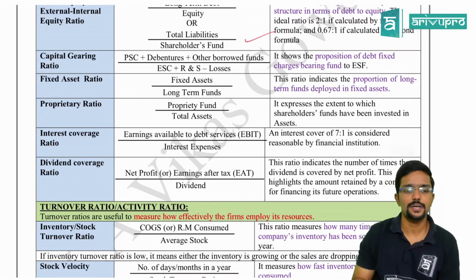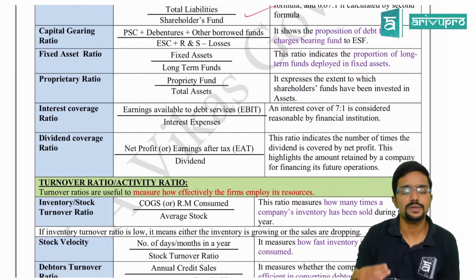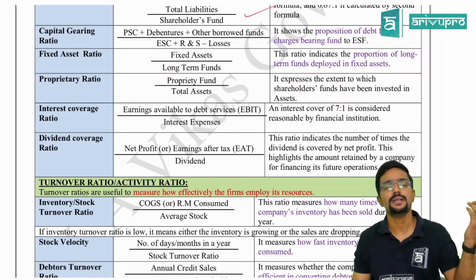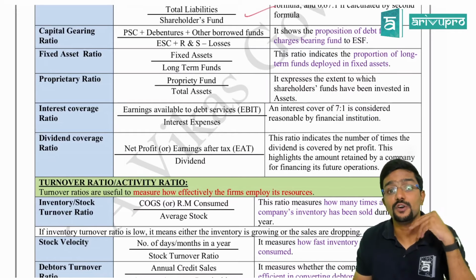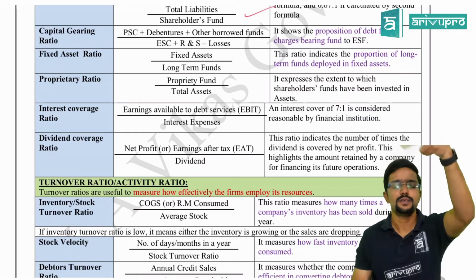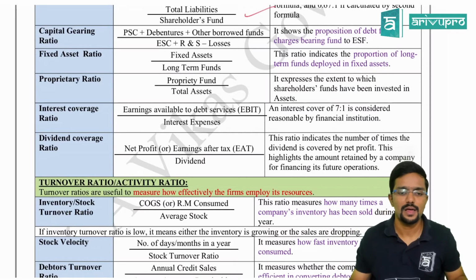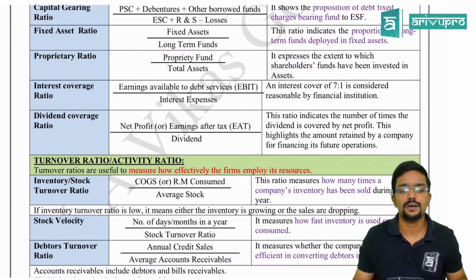Okay. Next, coming to interest coverage ratio. This will depict whether the company has enough profit to pay interest. And the ideal ratio is 7:1. What is the formula to calculate it? What is the profit you are having before paying interest? EBIT. So divide EBIT by interest expenses. Simple.